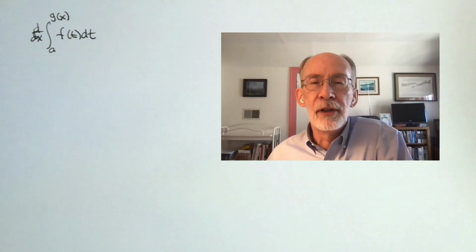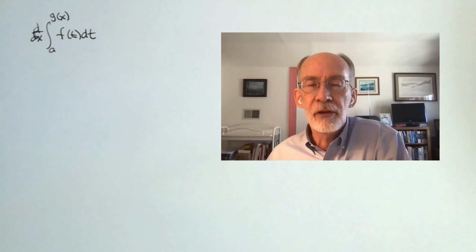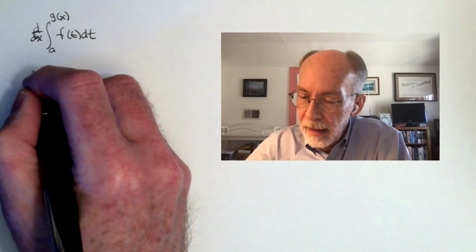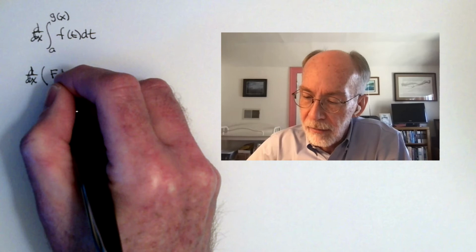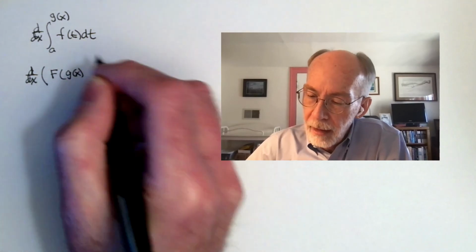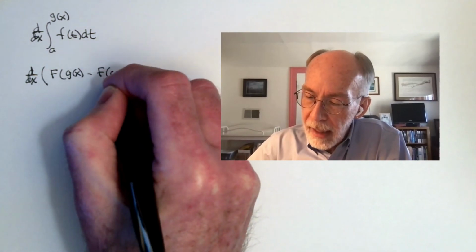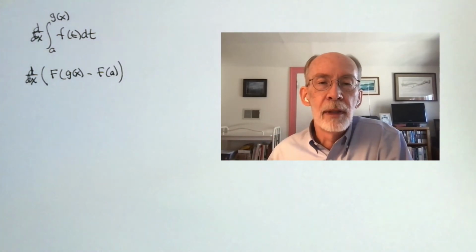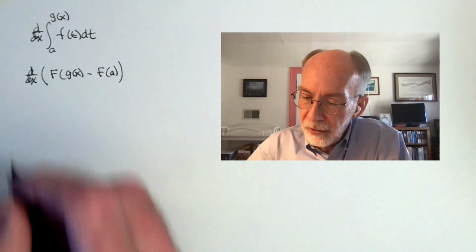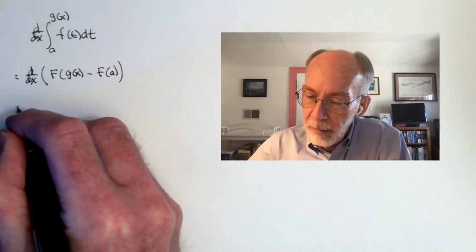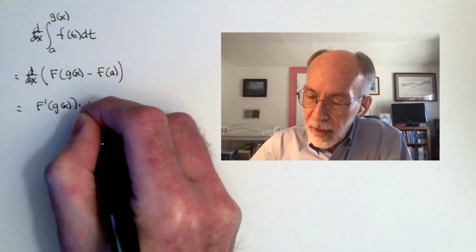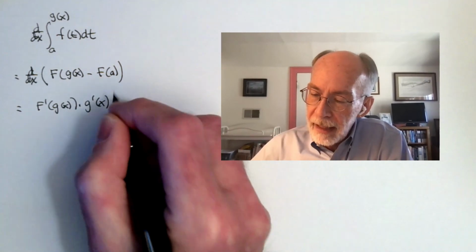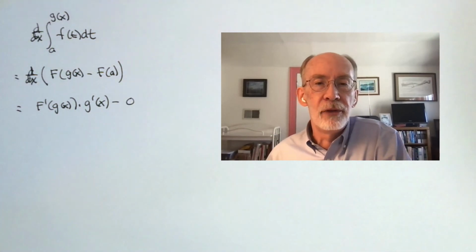So if little f is continuous, by the fundamental theorem part 2, it has an antiderivative. So let's call that antiderivative big F. And then this thing is equivalent to the derivative with respect to x of big F of g of x minus big F of a. But if I differentiate big F of g of x, I get big F prime of g of x times g prime of x, straight up chain rule. And big F of a being a constant, its derivative is 0.